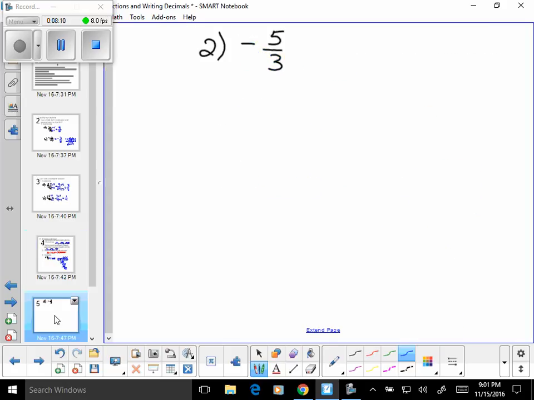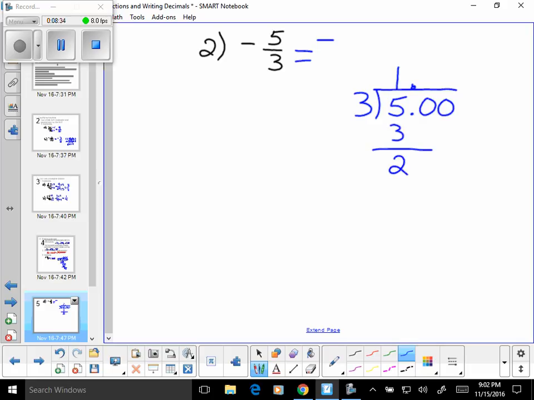What if I have negative 5/3? My best advice is bring that negative sign right there and then go do your division. Take the negative sign over right away and then don't worry about it. 3 to the outside, 5 under the bracket. 3 goes into 5 once. When I subtract, I get 2. I bring down my first 0.